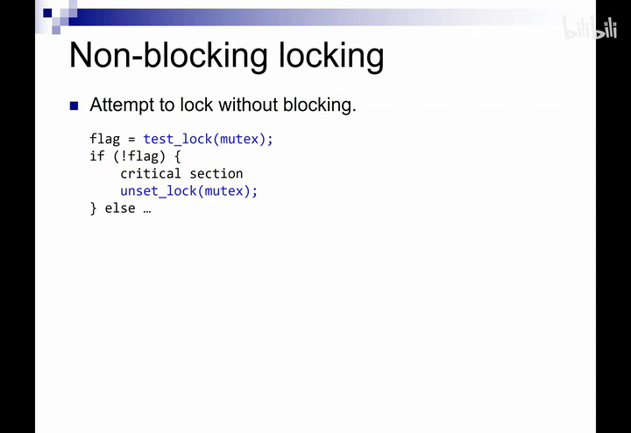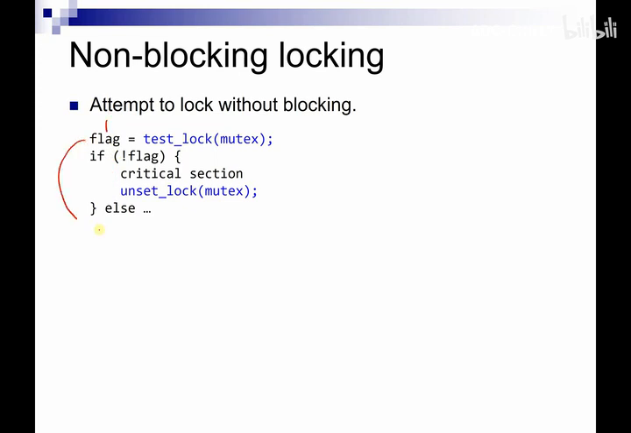So if flag is, let's say, 0, then this means that we actually managed to get the lock. So then we can go into the critical section and do all this stuff. After we're done with the critical section, we can unset the lock. However, if the lock has already been taken by somebody else, then the flag is going to be 1.